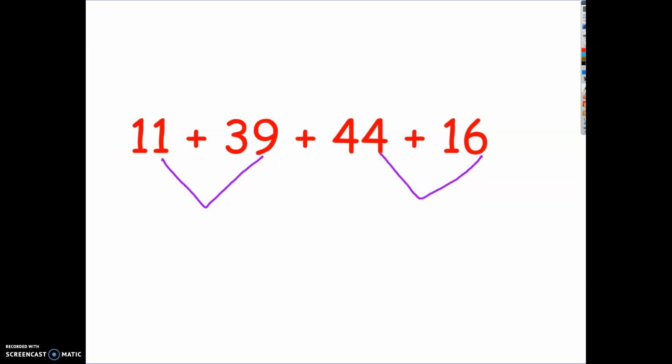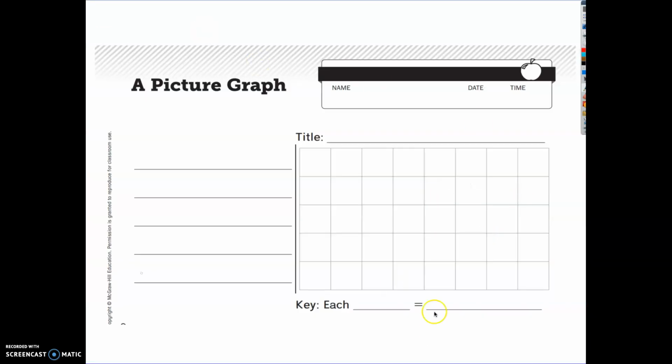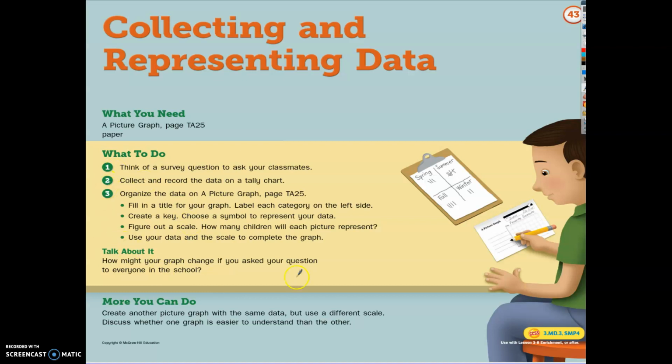Okay, so today I told you you're going to work more on making a bar graph. Not a bar graph, I'm sorry, picture graph. I'm so used to saying bar graph. So you're going to collect some data and you're going to represent that data in a picture graph. I will print this paper for you, which you are going to be able to use to create your picture graph. But let's follow the steps on this page first.